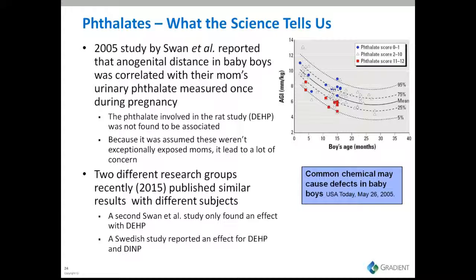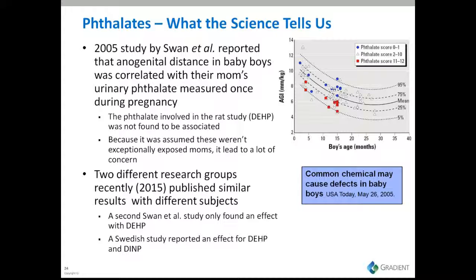So you've got the headline from USC Today there, which says, common chemical may cause defects in baby boys. This led to a lot of concern. It's important to note also that this year, in 2015, two other studies were published. The Swan group replicated their study to some extent, although they found that there was only an effect with DEHP and not with the other phthalates. So that was somewhat opposite to what they saw before.